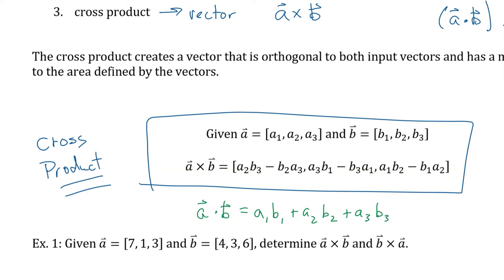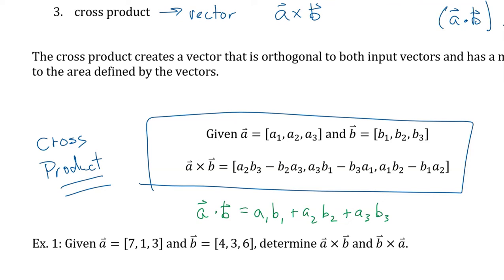Notice the output is a vector. But look at the difference. The x coordinate of the output of the cross product doesn't have anything to do with the x values of the original two vectors. It has everything to do with the y and the z. So it's the y value times the z value, and then the y value of the second vector times the z value of the first vector, and you're subtracting.